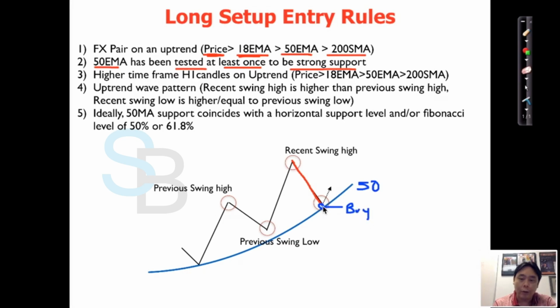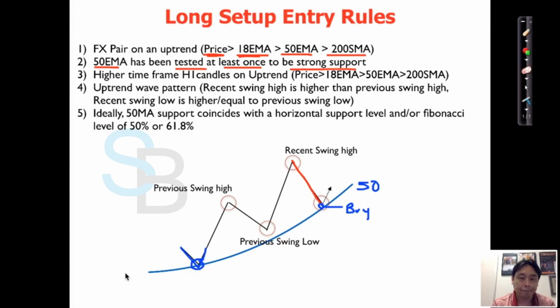So how do I know that the 50 is going to hold? Well, I want to ensure that recently that 50 moving average has been tested with strong support before. In this illustration, you can see that over here, the 50 was tested here. This tells me that this has a greater likelihood of being a support level. Again, it could be tested here as well, all right? I just want it to be tested recently.